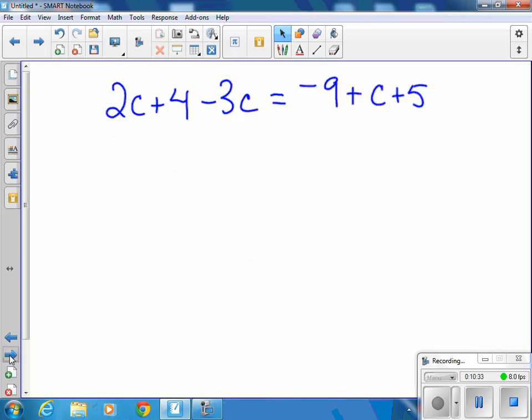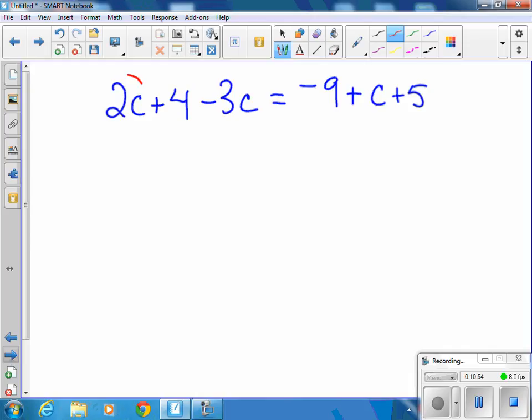All right. Let's see if we can do this one. A little bit harder than the other ones we did, because I have to combine some like terms and then get all of my variables on one side, and then I can finally solve my problem. So here we go. I'm going to start on the left-hand side because I read left to right, so I'm going to do my math from left to right.